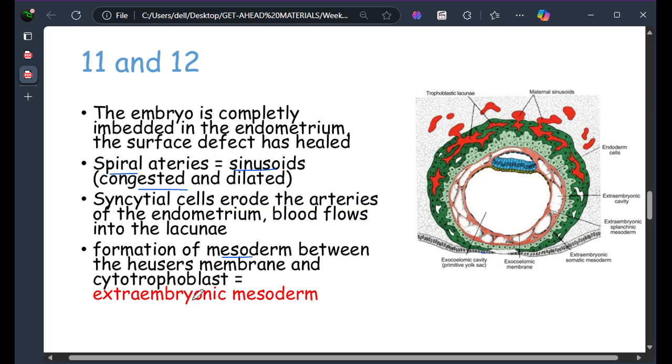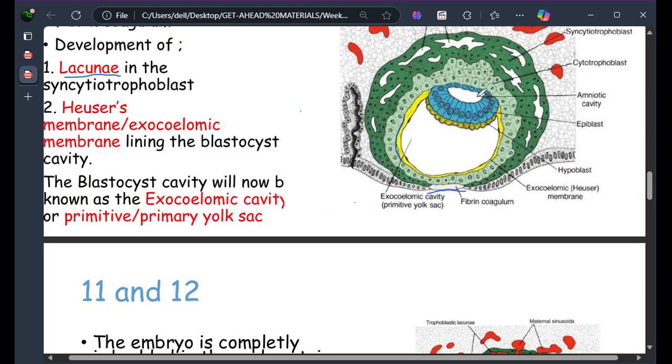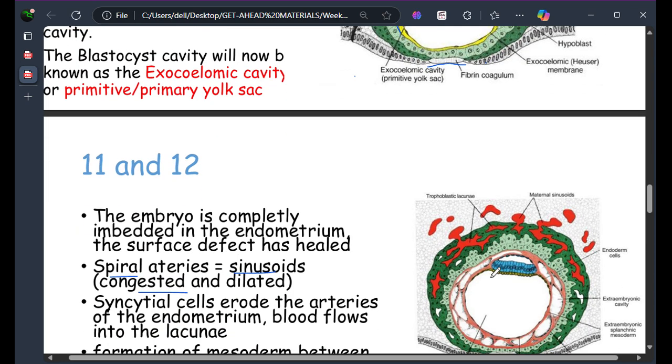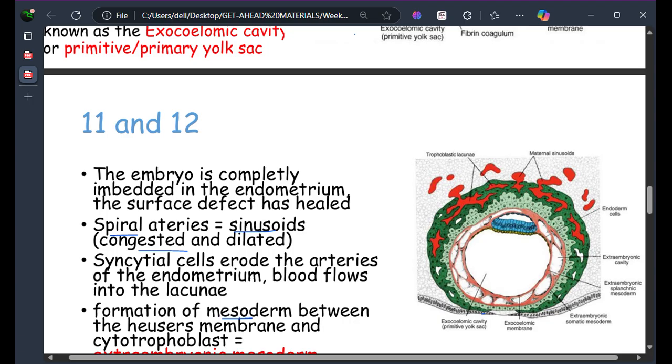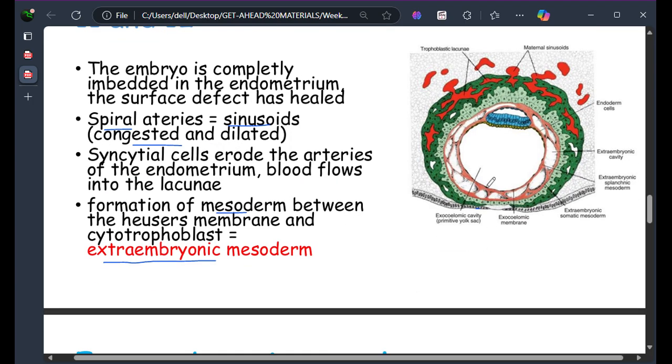Why is it called extra embryonic mesoderm? Because it is not part of the embryo. It won't be part of the embryo because the embryo is here. The embryo proper, remember, is these two layers, the hypoblast and the epiblast. So anything here is not going to be part of the embryo. Anything that is not in blue and yellow will not be part of the embryo. If anything, only the epiblast will be the embryo. The rest of these will form other structures that, of course, are necessary but will not be part of the final human being.